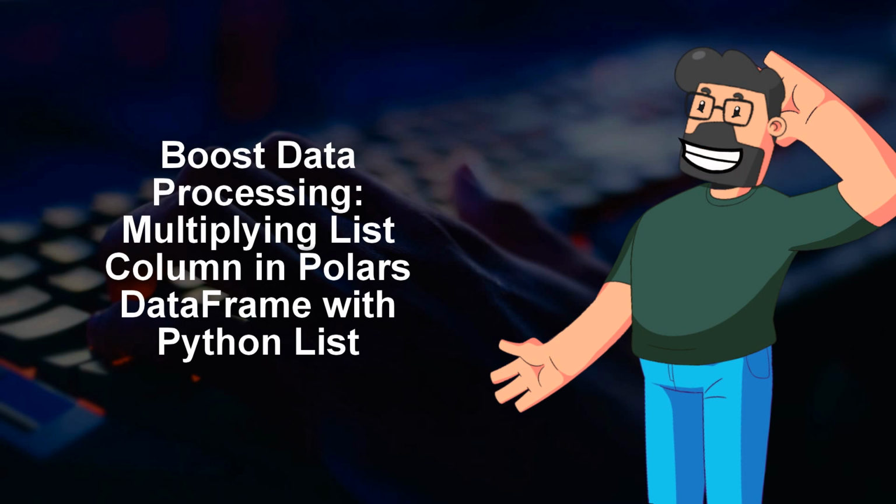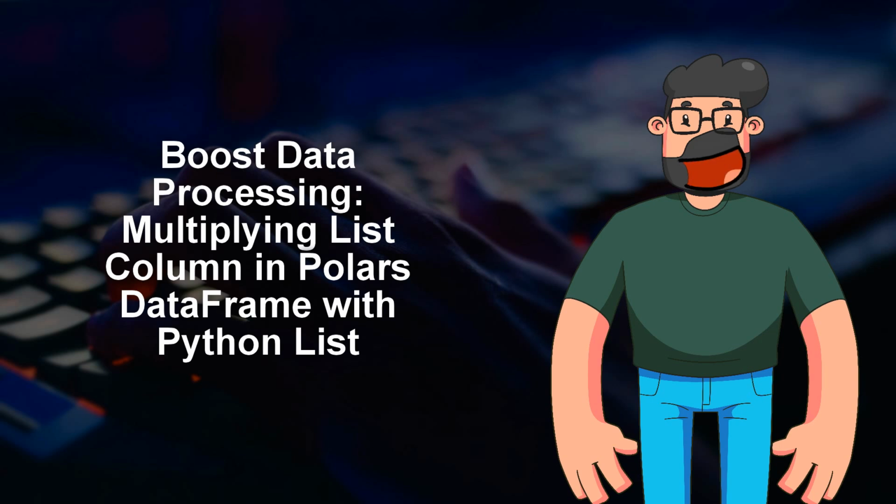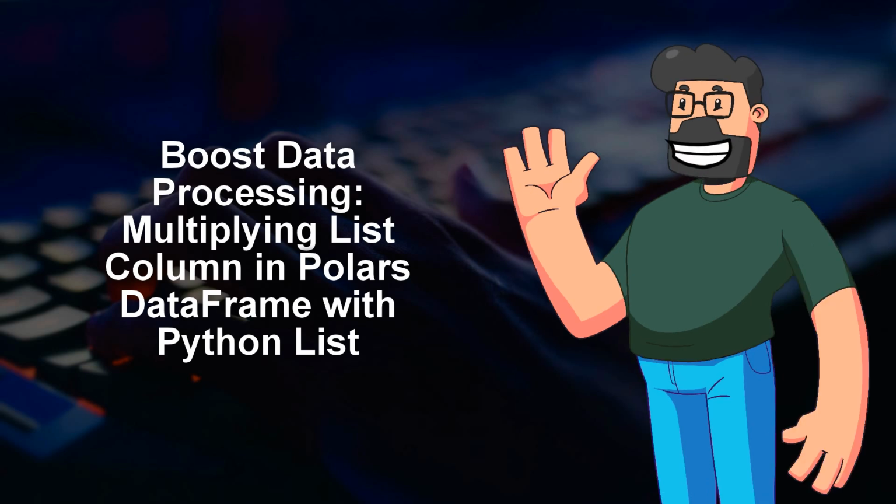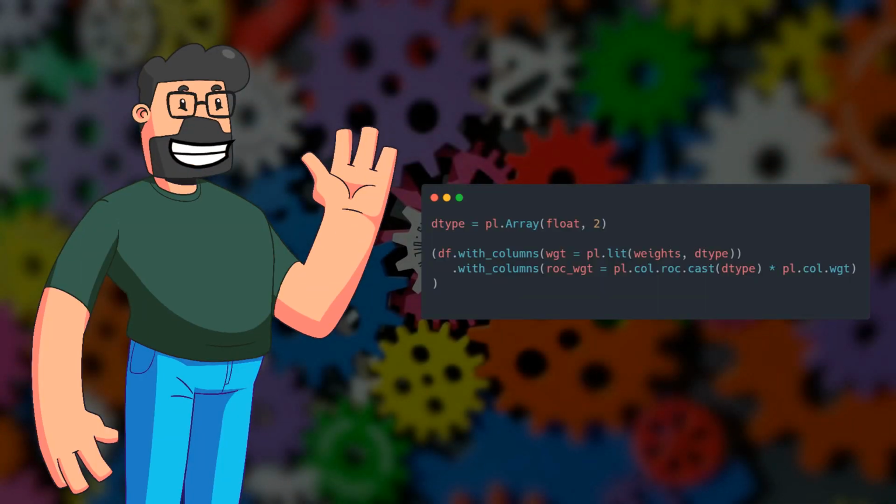The goal is to efficiently multiply the values in the column with the corresponding values in the weights list. The expected output is to have a new column with the multiplied results. Quite the math challenge, right? Now, let's dive into the solution.